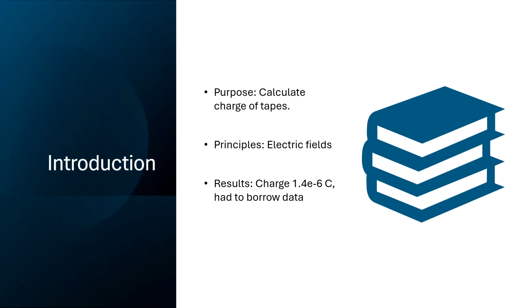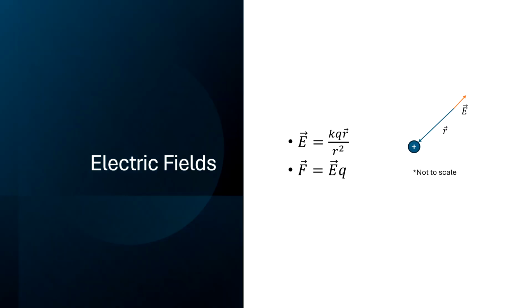The results that we found were that the tape charge was 1.4 times 10 to the negative 6 coulombs. However, we had to borrow another team's data in order to calculate this. The main principle that we'll be looking at is electric fields.